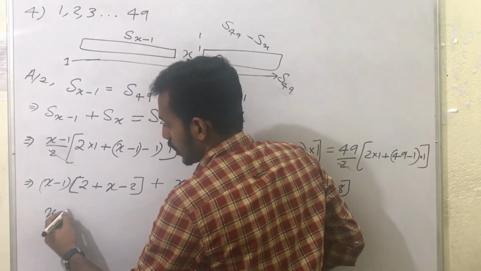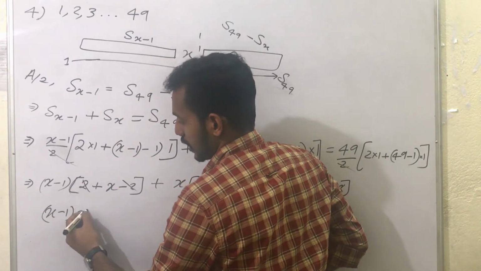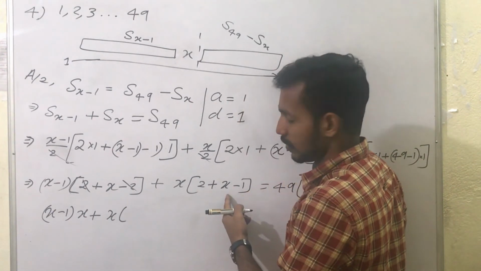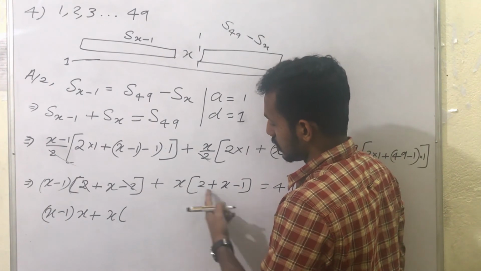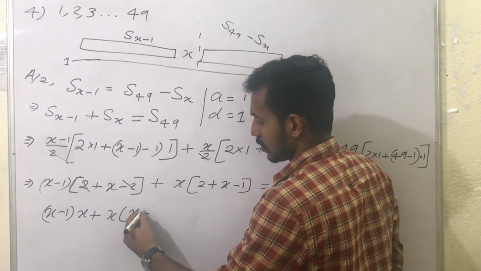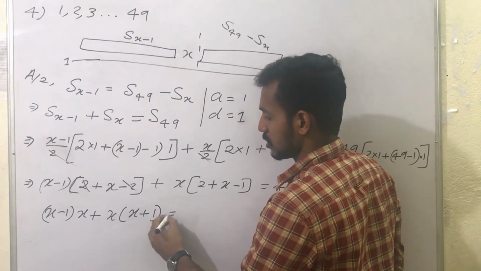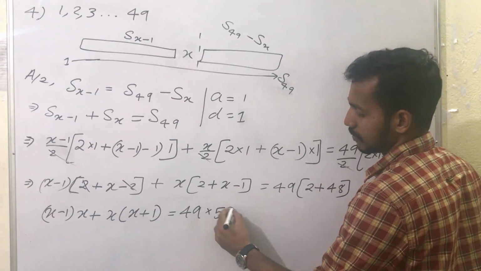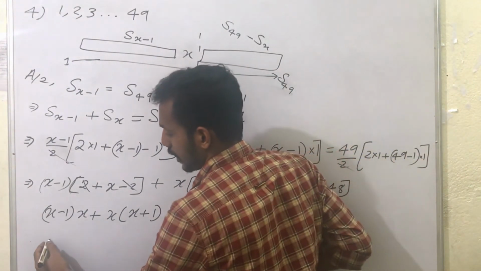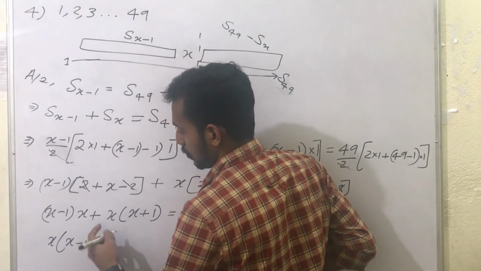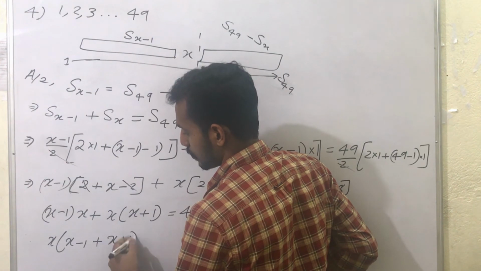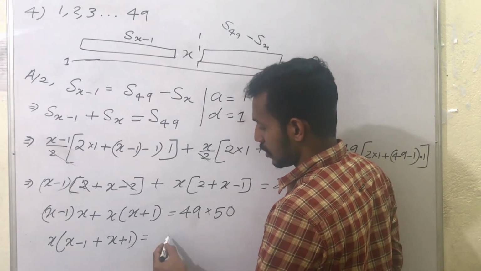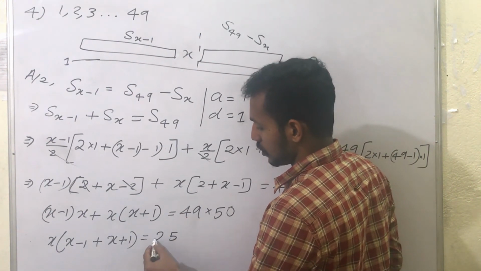Then (x minus 1) into, plus 2 minus 2 cancel, x plus x into, here what will we get? 2 minus 1, that is plus 1. So x into (2 minus 1), which is plus 1, is equal to 49 into what is 2 plus 48, that is 50. x is common, taking it outside again, what will we get? x minus 1 plus x plus 1. Clear? Which is equal to 49 into 50, which is 2450.